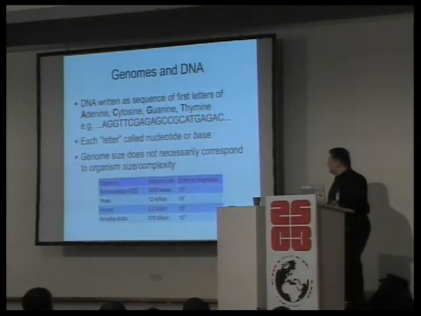And the genome size does not correspond with organism size or organism complexity. So we go from 3,500 bases with some bacteriophage, which is a virus that infects bacteria, all the way up to human with 3 billion. But then we find some single-celled organism with 670 billion bases. So sequencing is a challenge even with some apparently simple organisms.